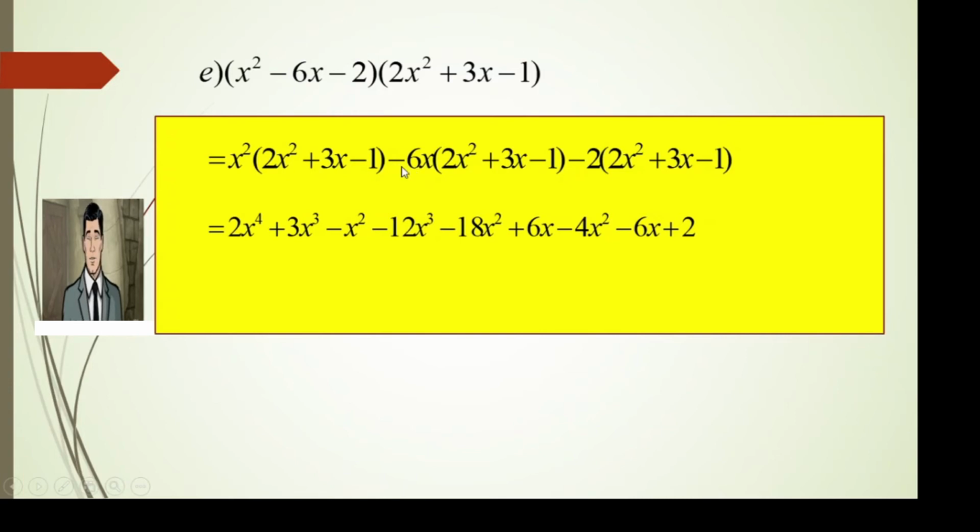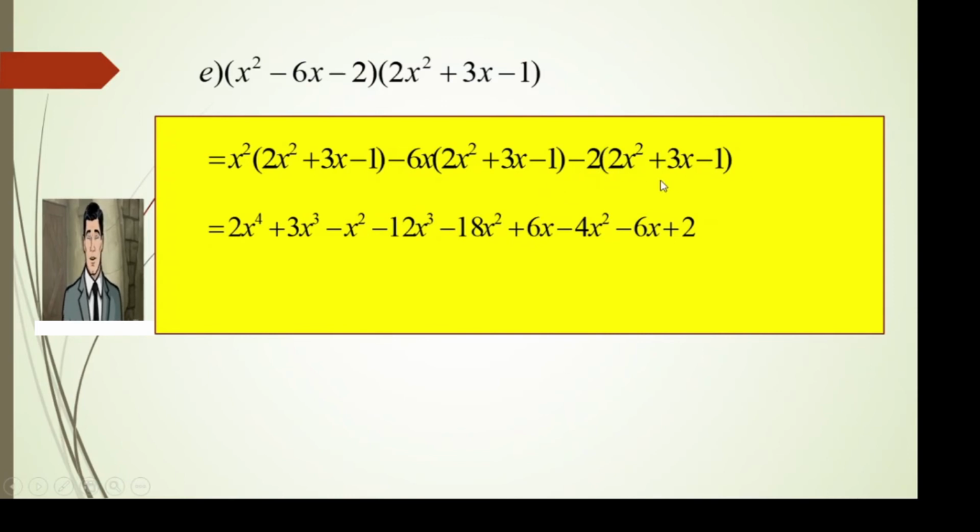Then distribute negative 6x times 2x squared. Multiply first the numerical coefficients 6 and 2, and that is negative 12. Then x times x squared, add the exponent, that is x cubed. Negative 6x times positive 3x, and that is negative 18x squared because 6 times 3. Then negative 6x times negative 1, and that is positive 6x.